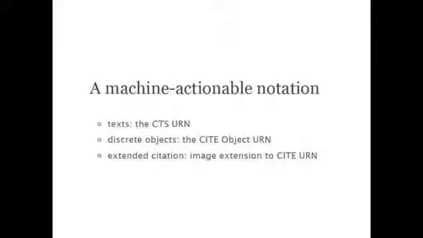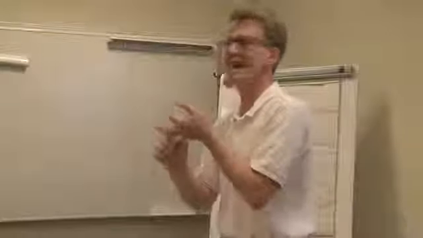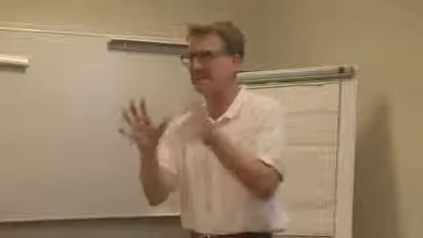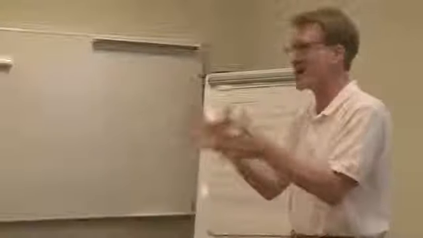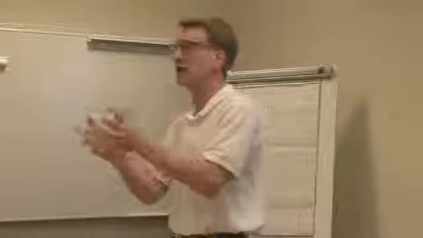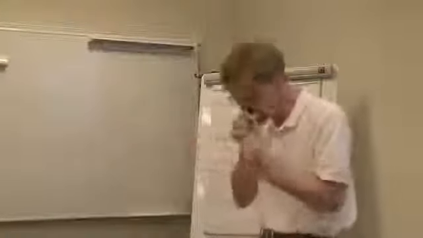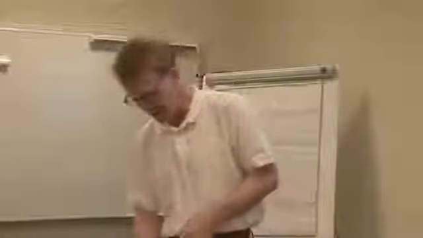And we have a URN notation for discrete objects. So if I want to refer to a manuscript, I can refer to it. If I want to refer to a folio in a manuscript, I can refer to it. If I am collecting observations about particular features, let's say something like choir numbers that I'm observing on a manuscript page, I can collect those as discrete objects that I can cite with one of these URNs.